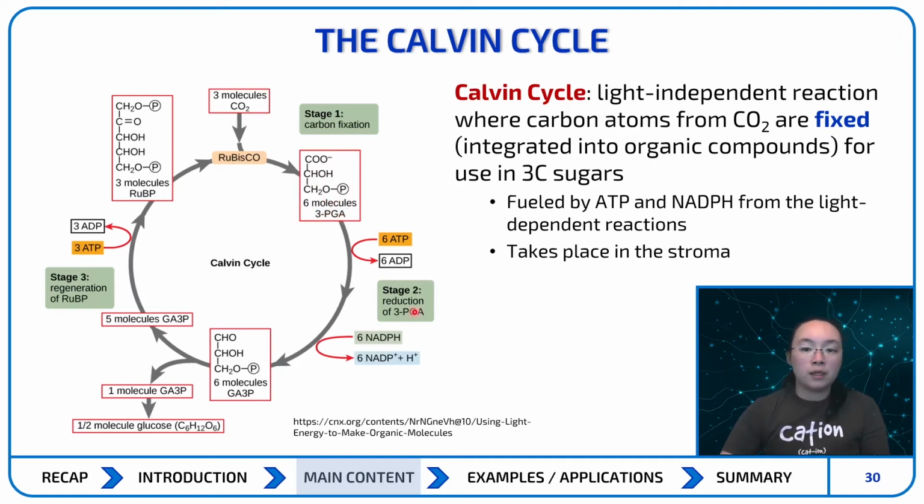Now in step 2, it's what we call the reduction of 3 PGA. ATP from the previous light-dependent reactions and NADPH are used to convert 3 PGA into 6 molecules of glyceraldehyde 3-phosphate. So that's G3P, right here. This is termed a reduction because 3 PGA is going to gain electrons from NADPH.